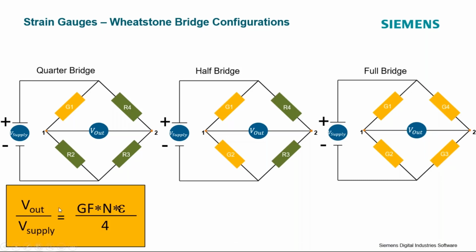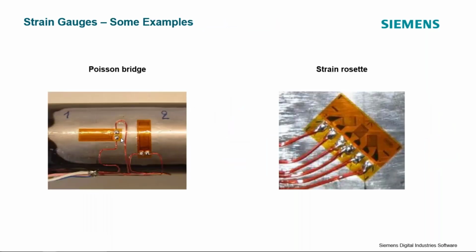And we can relate the output over the supply voltage. We can calculate that, that's equal to the gauge factor of the strain gauge times the number of gauges in the bridge times the measured strain. So by measuring the output voltage, we can calculate the strain at that point on the structure. These are some examples of real strain gauges.